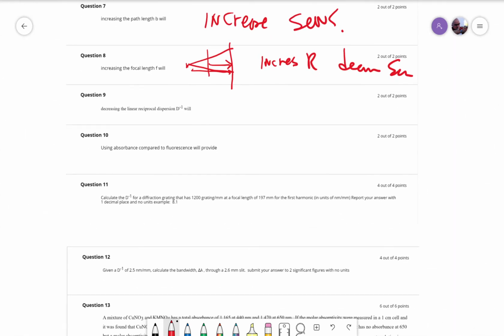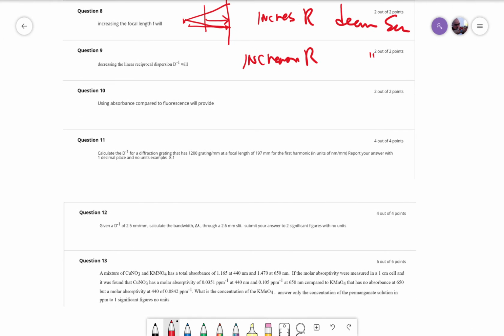Decreasing the linear reciprocal dispersion also increases the dispersion, so we are increasing resolution and again decreasing sensitivity. Using absorbance versus fluorescence certainly does not provide increased sensitivity. Fluorescence has the advantage in sensitivity and selectivity, but this will result in an increase in dynamic range.